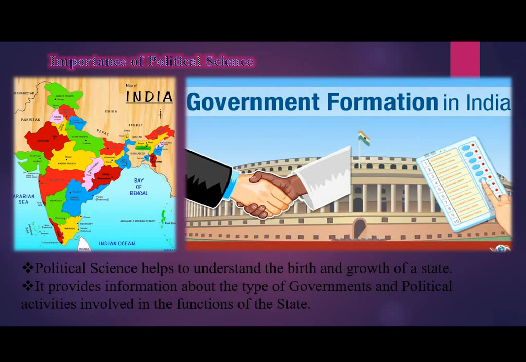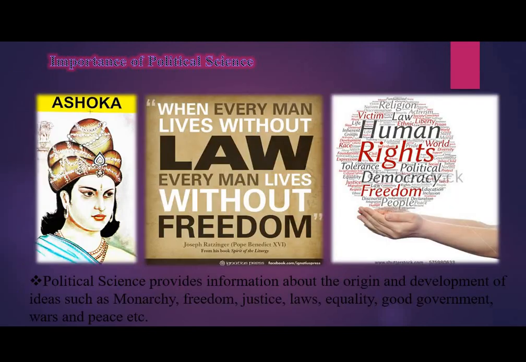Political science helps us to understand the birth and the growth of the state. See, we should know from which year the state came out, when the assembly started, who was the first chief minister, all that. So political science helps us to understand the birth and growth of the state, the reasons and causes behind it, and it also provides very important information about the type of government or the political activities involved in the state.